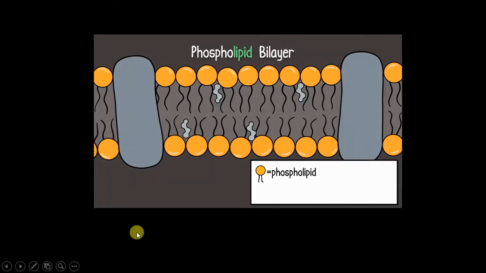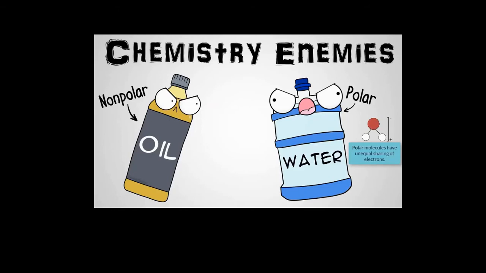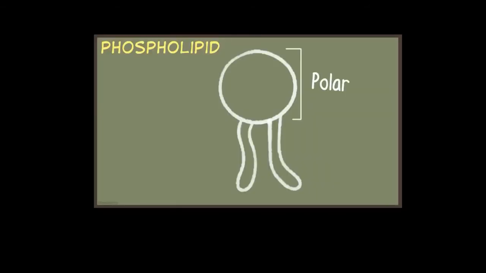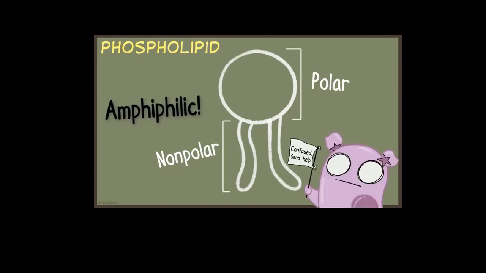So, when you talk about a lipid in general, many lipids are nonpolar. Think of oil, for example. It's nonpolar. It won't dissolve in water. Water is polar. But a phospholipid is interesting because one part of it is polar, the head, and the other part of it is nonpolar, the tail. It's amphiphilic. Let's explain what we mean.